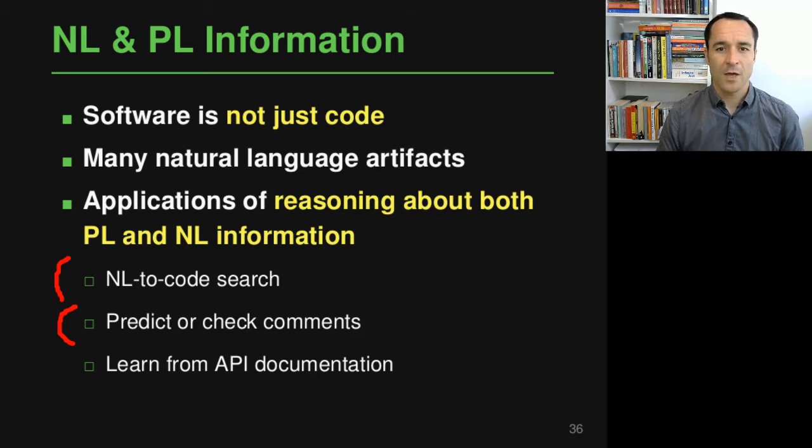A third possible application is to learn from API documentation. So for example, you could try to learn from a given piece of API documentation how an API should be used, and then try to predict this in a learned model.